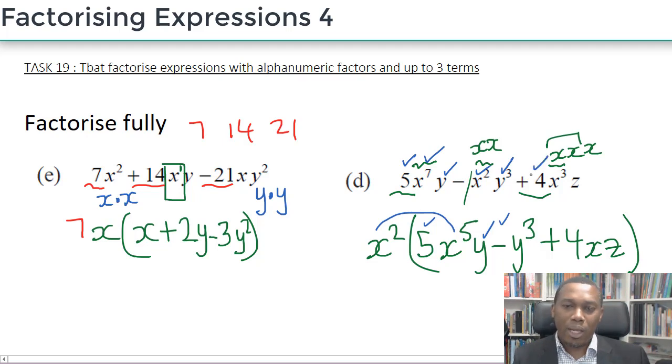Finally, 4, no number outside, so the plus 4 is on the inside. X squared, that's x squared. X times x, I need another x to make x cubed. It's there, tick. And then the z, no z on the outside, it's on the inside, tick, tick.